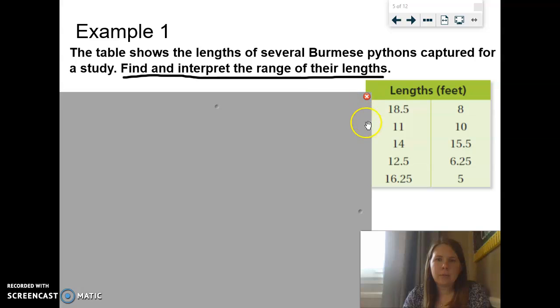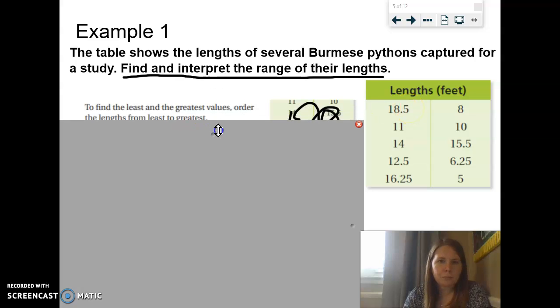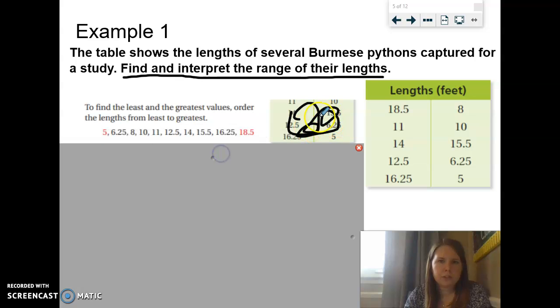As I look at my table here, I've got all these different pythons and they've got different lengths. I've got all these different numbers, and it looks like there are 10 different numbers, so it looks like they caught 10 different pythons.